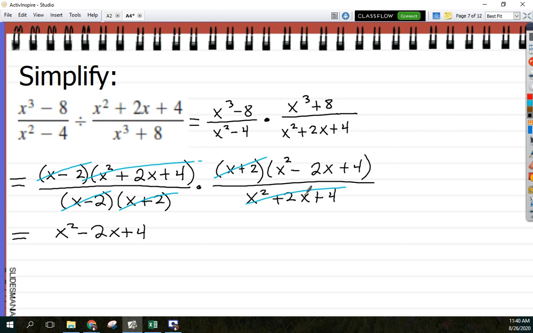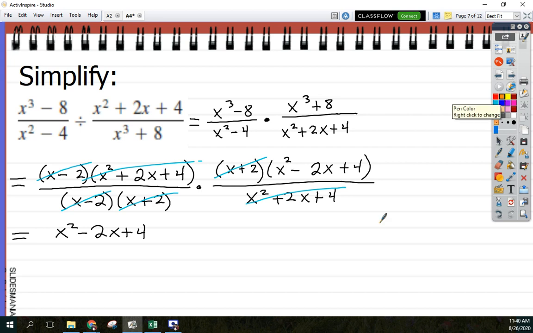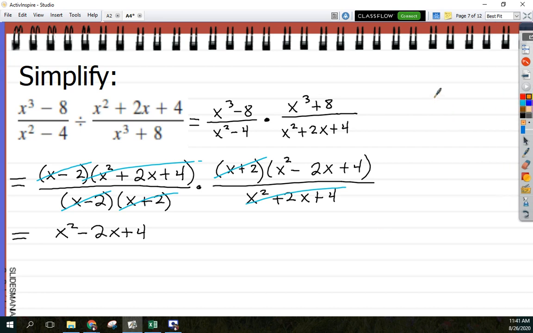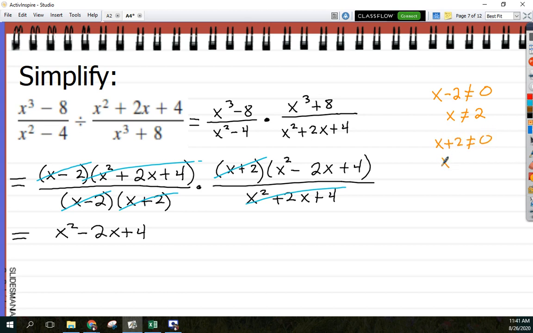However, we do still have to do one last step. We need to figure out what our restrictions are going to be. Hopefully we can tell right off the bat that 2 of our restrictions are going to be fairly easy. I have x minus 2 cannot equal 0, which gives us that x cannot equal 2. And I have x plus 2 cannot equal 0, which gives me x cannot equal negative 2.